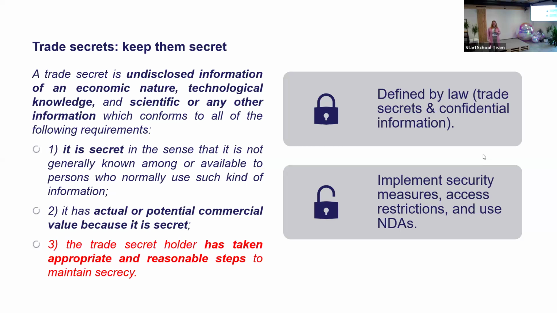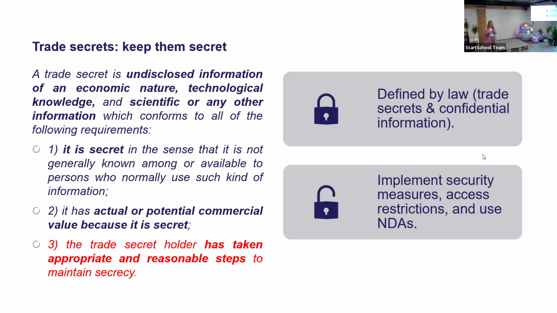Then, about trade secrets, which are a peculiar type of intellectual property, because trade secrets are not limited in time, but they have to be secret. I think the most popular example here is the Coca-Cola recipe. That's a trade secret. We have a special law for it, and it has a legal definition. In order to be a trade secret, information has to meet this definition. Namely, it has to be undisclosed information of economic nature, technological knowledge, scientific or any other information, which meets three criteria: it is secret, it has commercial value, and the owner of it has taken appropriate and reasonable steps to keep it secure.